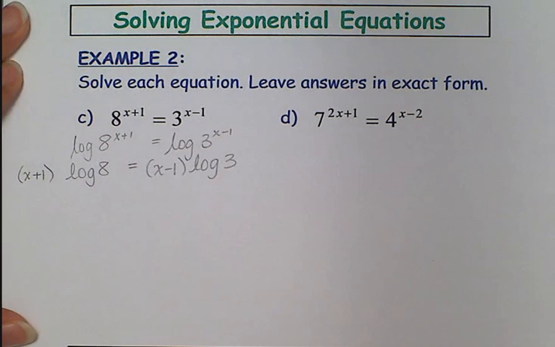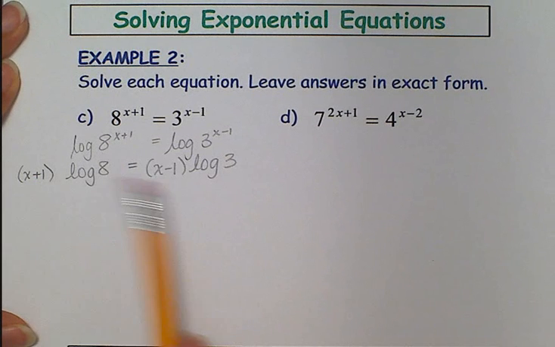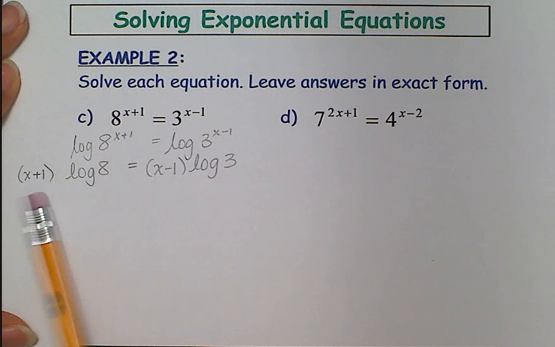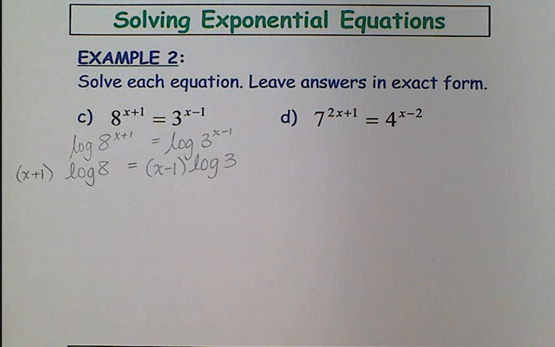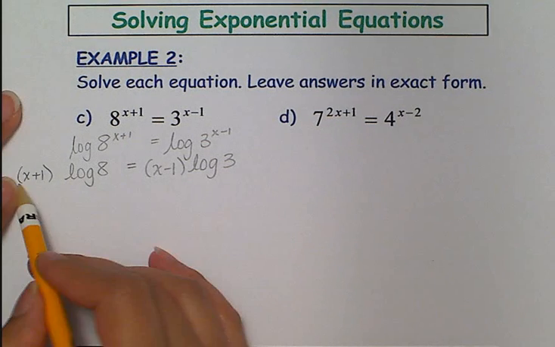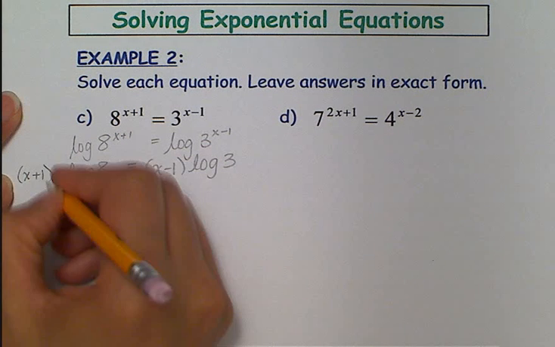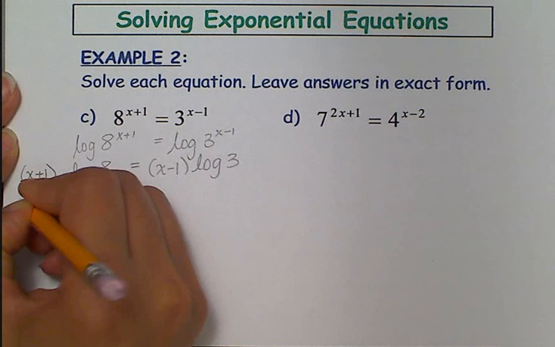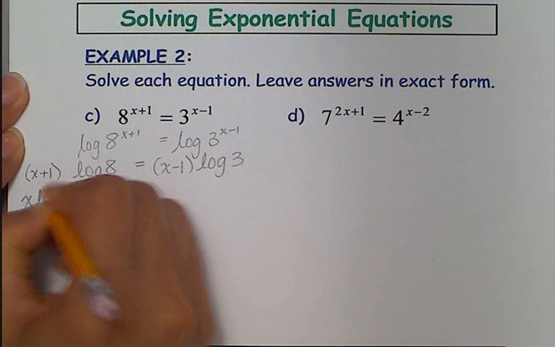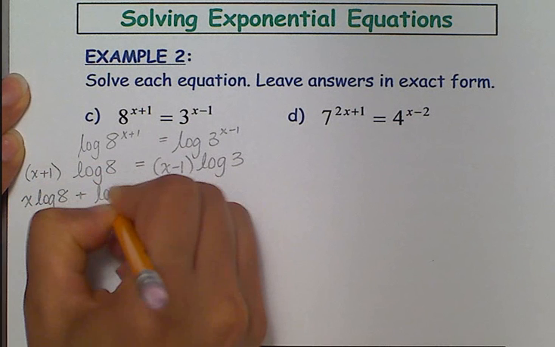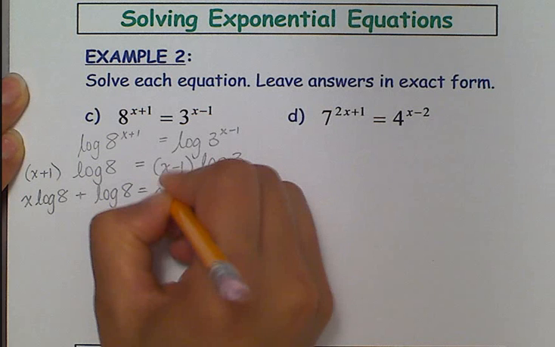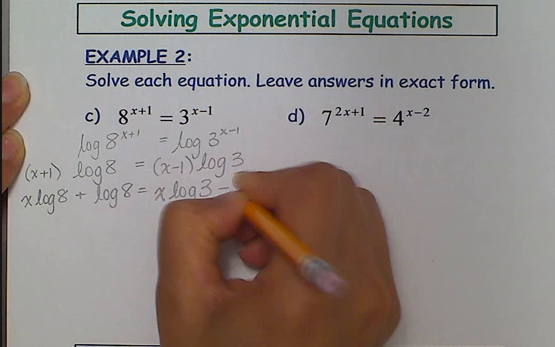Now in this case, unlike a previous example I looked at, because there's a variable in more than one place, I actually need to do the distributive property first so that I can get the x term combined with the logarithm term. Then I can get the x terms on one side and then try to isolate the variable from there. So unfortunately, I do need to do the distributive property in this case. So if I apply the distributive property, I get x times the log of 8 plus the log of 8 equals x times the log of 3 minus the log of 3.